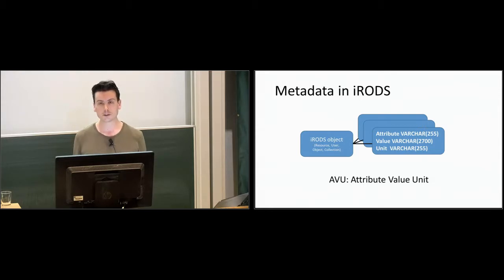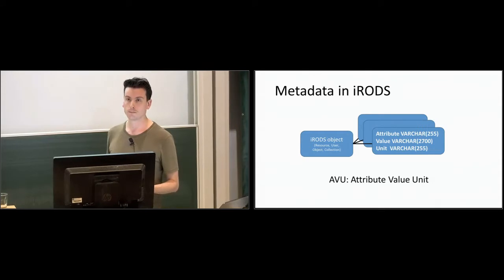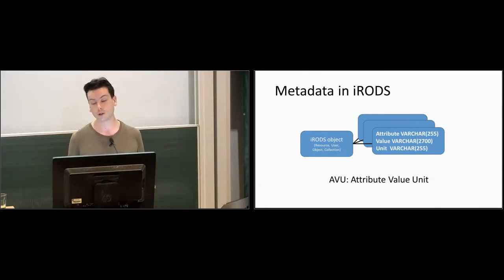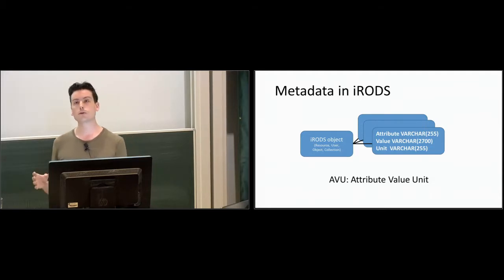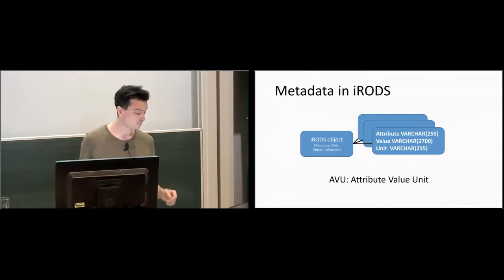So there's a few limits to this. For example, it's hard to do nesting, to do arrays within AVUs. So there have been different implementations of how to solve this. And there's also no clear way to template this. So there's no template for this. So we started looking at JSON.